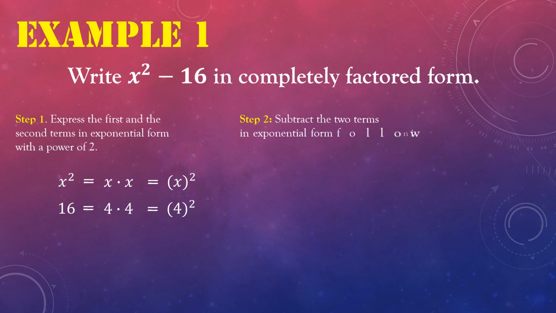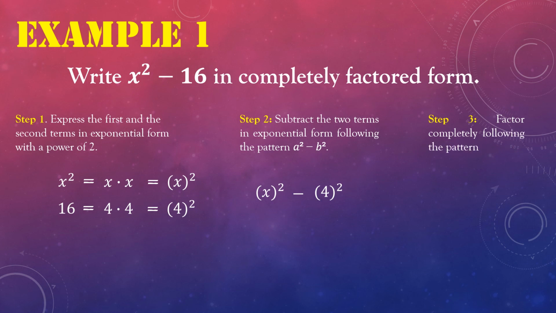Step 2. Subtract the two terms in exponential form following the pattern a squared minus b squared. So first, copy the quantity x raised to 2 minus the quantity 4 raised to 2. Step 3. Factor completely following the pattern. A squared minus b squared is equal to a plus b times a minus b.